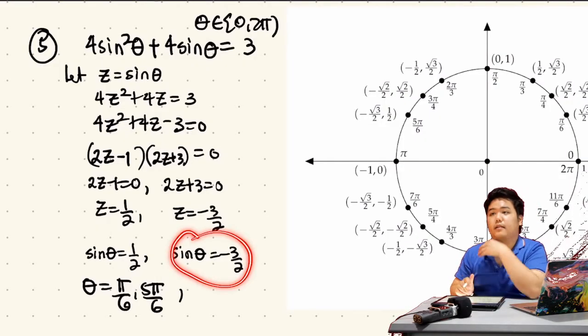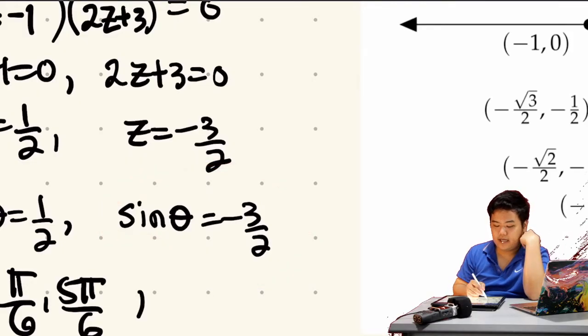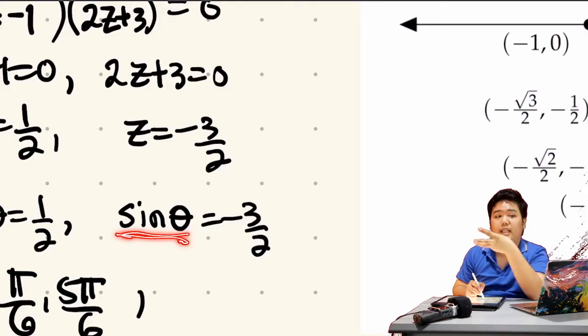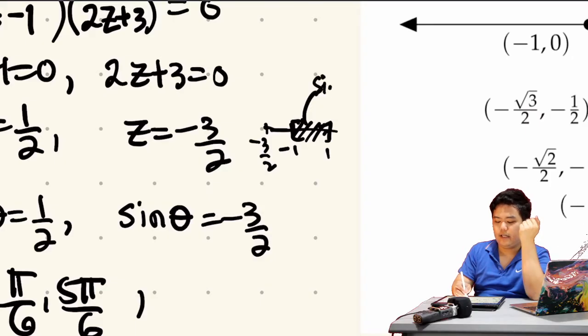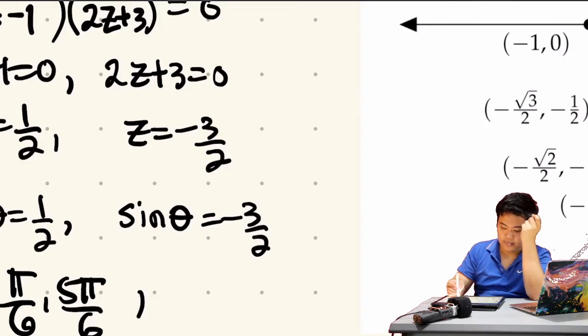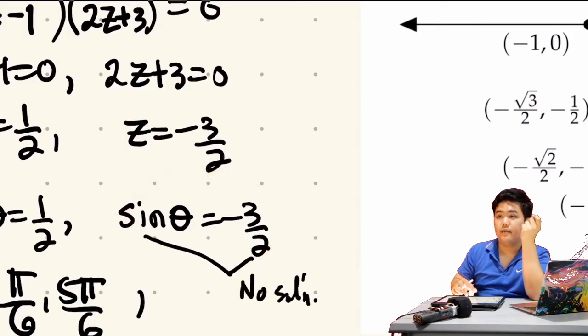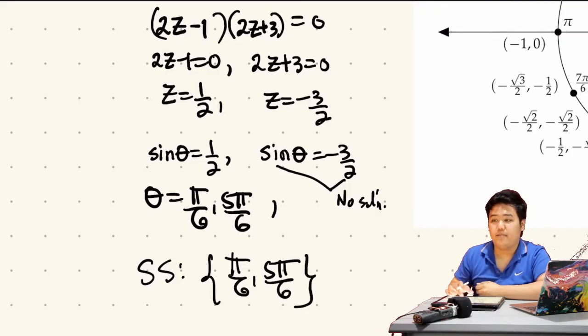Okay. How about for this one? Hindi ba suspicious yan? Eto, suspicious to, diba? Bakit siya suspicious? Kasi ang range ni sine theta is from negative 1 to 1 lang. So, hindi pwedeng lumabas sa negative 1 to 1. Itong negative 3 over 2, negative 1 to 1, andito si negative 3 over 2. Wala siya dito. Andito lang yung range ng sine theta. Kahit anong theta yung ipasok mo dyan, dyan lang malalaglag yung value ng sine theta. So, ibig sabihin, this part has no solution. No solution. So, the solution set is pi over 6, 5 pi over 6.